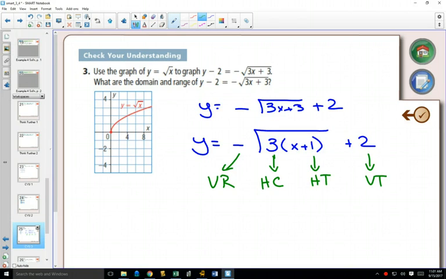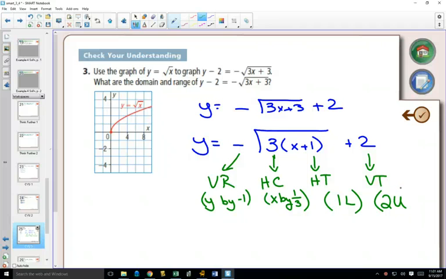Underneath each of these things, we can write what we would do or what we would put above the arrows. So the vertical reflection affects your y values. You're going to multiply your y values by -1. Horizontal compression, you're going to multiply your x values by 1/3. This will go 1 to the left. And this will go 2 up.